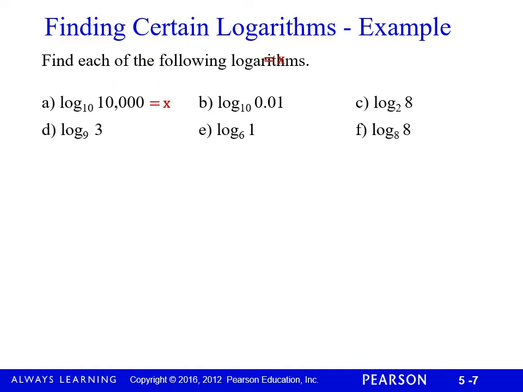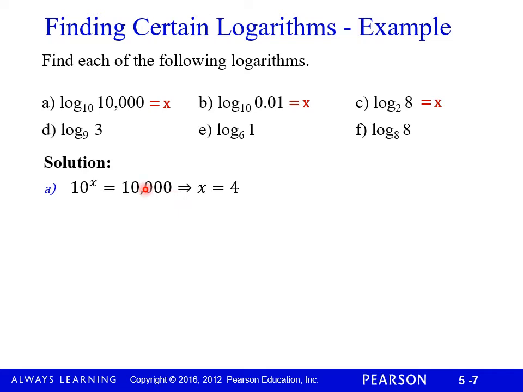Remember that you're going to add equals x to each of these problems so that you have 3 parts: a base, an exponent, and an answer. So we're first going to convert each one to an exponential. So for a, we get 10 to the power of x equals 10,000. Well, this is x equals 4, right? 10 times 10 times 10 times 10 is 10,000.